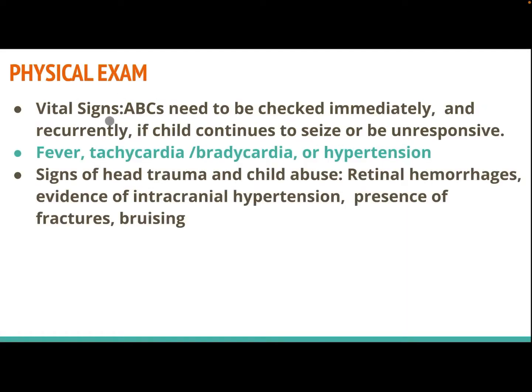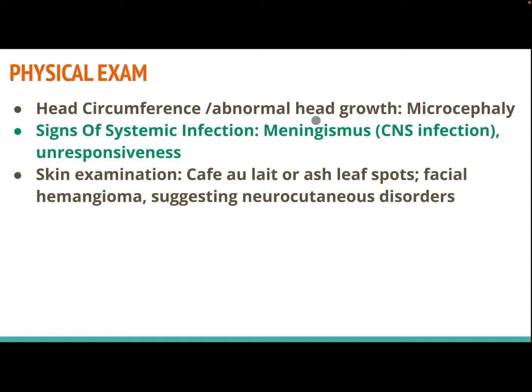Physical examination. Vital signs, of course, ABC, need to be checked immediately and recurrently if the child continues to seize or is unresponsive. Fever, tachycardia, bradycardia, or hypertension. Signs of head trauma and child abuse: retinal hemorrhage, evidence of intracranial hypertension, presence of fracture, bruising, head circumference, abnormal head growth, microcephaly, signs of systemic infection, meningism, CNS infection, responsiveness. Skin examination: cafe au lait or ash leaf spot, facial hemangioma, suggesting neurocutaneous disorder.